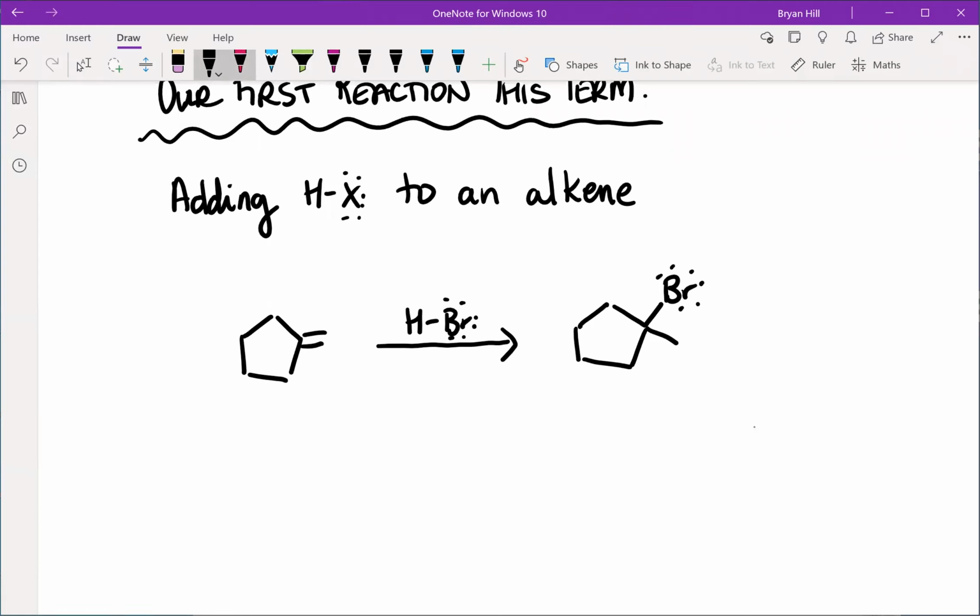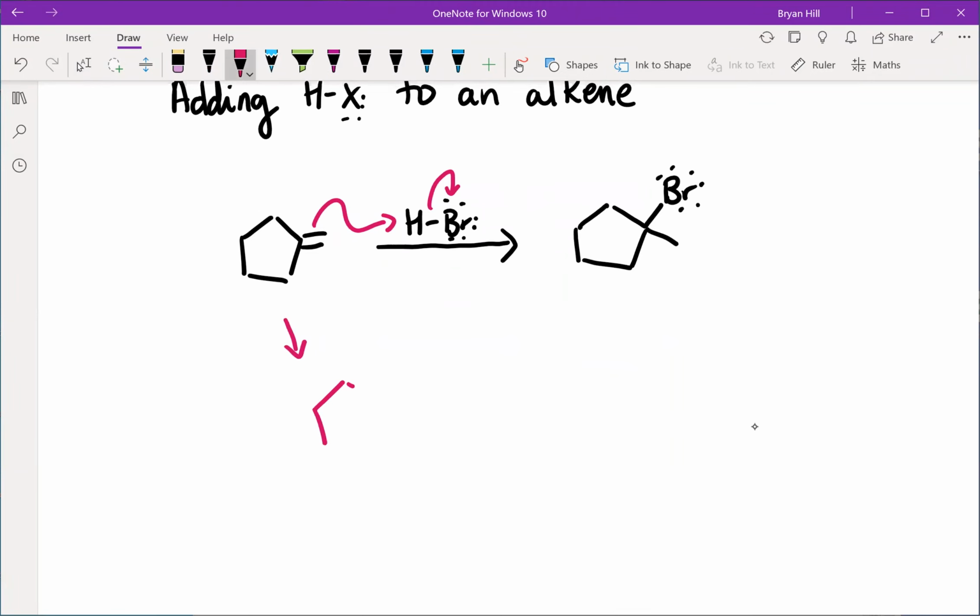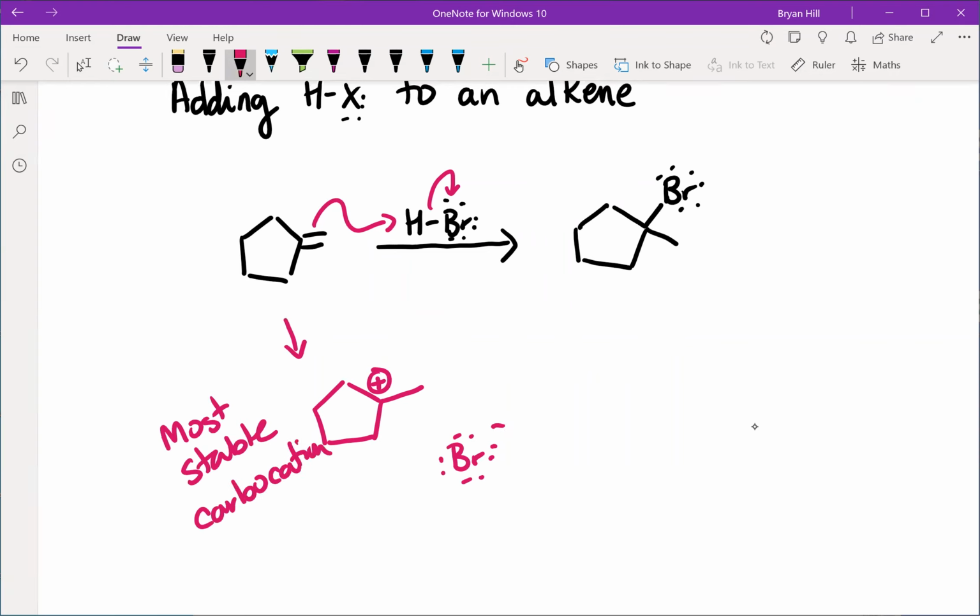in which, let's draw a little mechanism. We would form the most stable carbocation, most stable, and then our bromide would come in and attack that, and we would end up with, we added X to the rich got richer, and the bromide would go on the most substituted carbon.